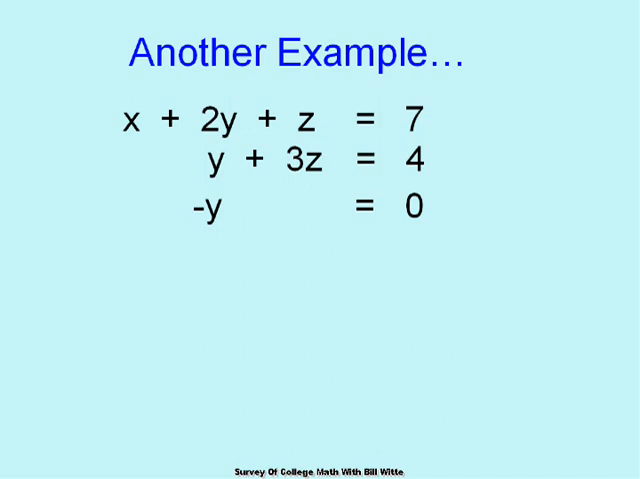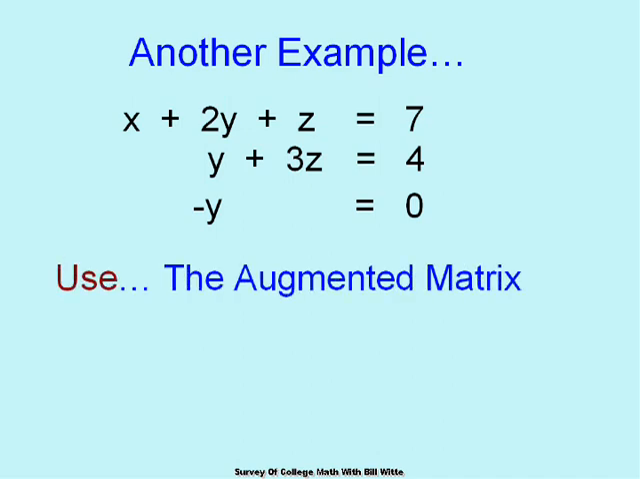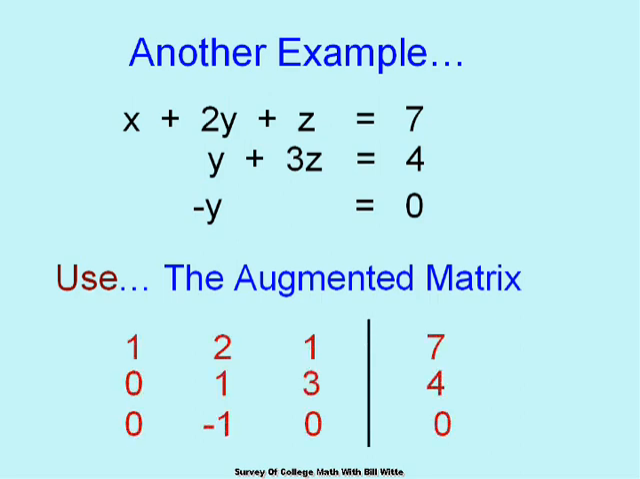Okay, let's try another. This one looks maybe difficult, but I think it's going to be easier because there's a lot of missing numbers, and of course those missing numbers will become zeros. Let's use an augmented matrix to do this. Once again, a three-variable equation. This is about the only way to do it, a three-variable system. I'm going to need three equations, and I have them.